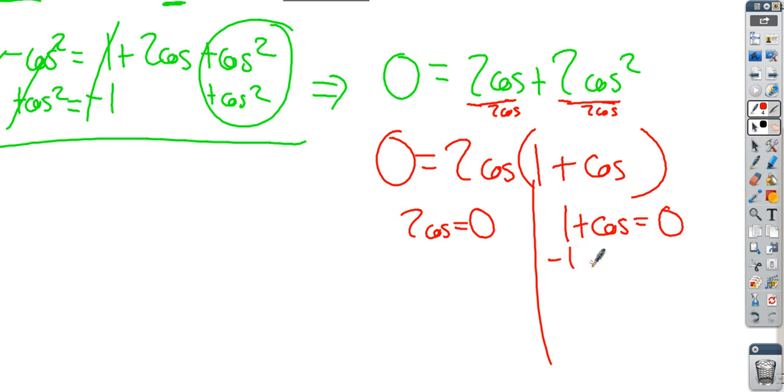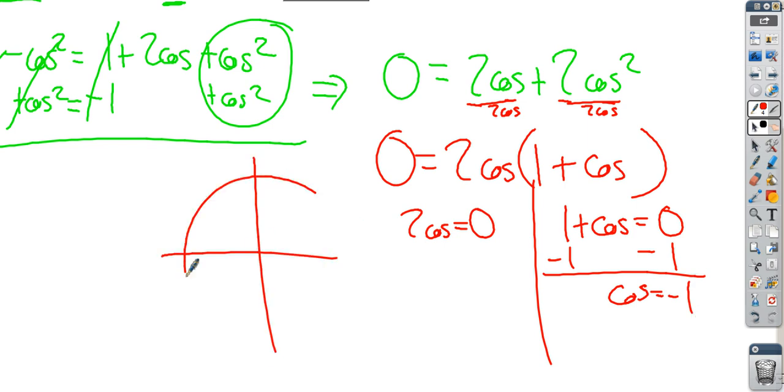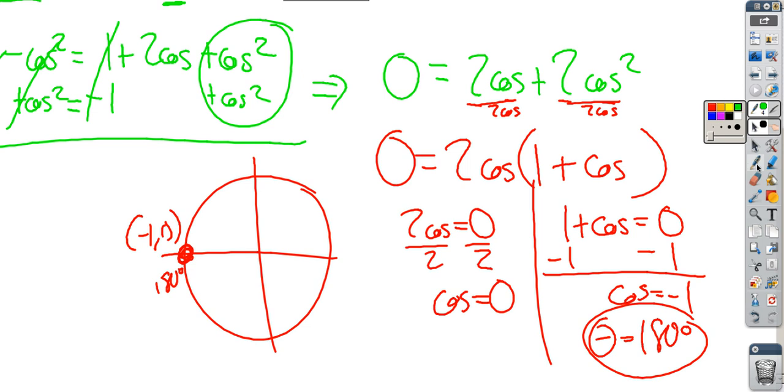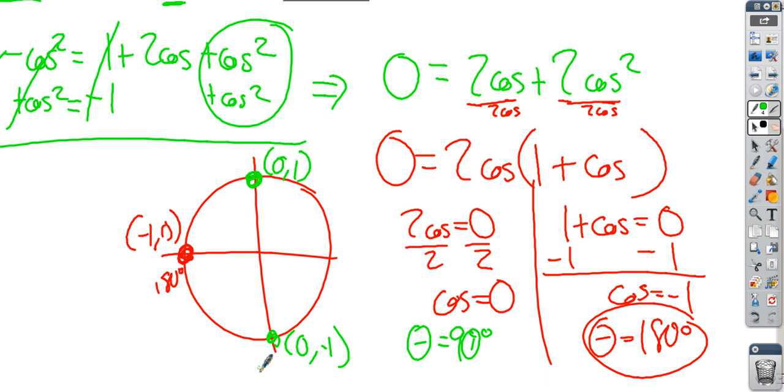So let's do this one first. It's a little bit easier. Cosine is equal to -1. Where does that happen on a unit circle? Cosine is the x-coordinate, and the x-coordinate is -1 only at that point right there, which is 180 degrees. So there's our first solution. Theta is 180. This one, if we divide by 2, we get cosine is equal to 0. Remember that cosine again is the x-coordinate, and the x-coordinate is 0 right here at 90 degrees. So there's one solution. And it's also 0 right here, and that's at 270 degrees. So that's our second solution.